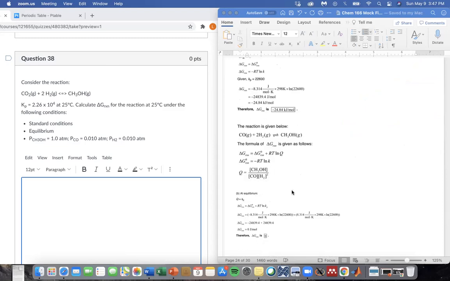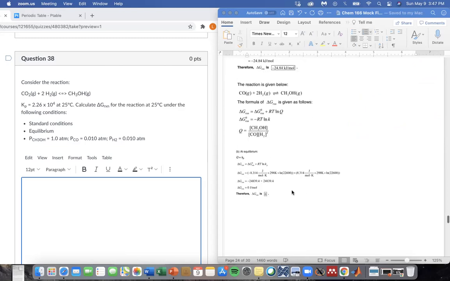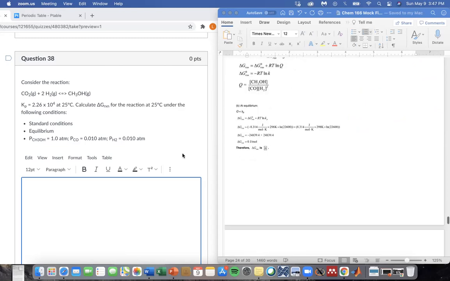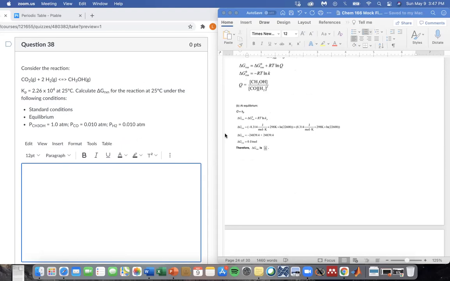Okay, so now you have your standard conditions. You have your delta G standard. Now at equilibrium, you have Q equals Kp, and you know delta G reaction equals delta G standard plus RT ln K. You already solved for your delta G standard, because what you were just doing was your delta G under standard conditions, so that's negative 24.84. You plug that in here, and then you would do your RT ln K again.